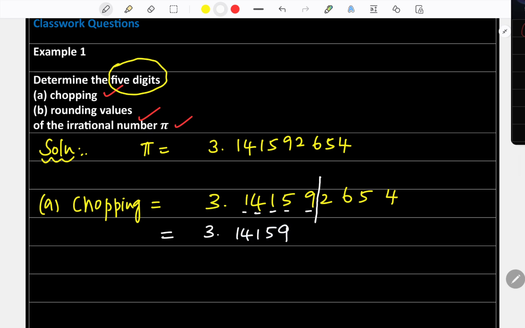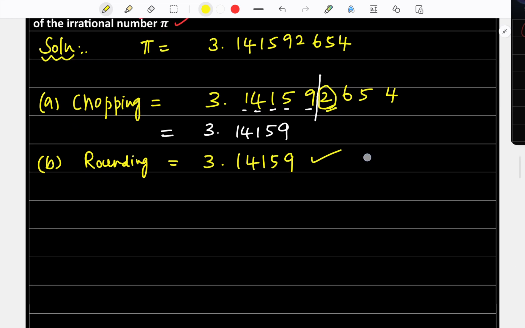So the answer will be 3.14159. Next go for B question, and B question is rounding. Rounding means you see the next digit. It is not more than or equal to 5, so the answer is 3.14159, because the number is less than 5 so we cannot do anything. So chopping and rounding give this same answer.